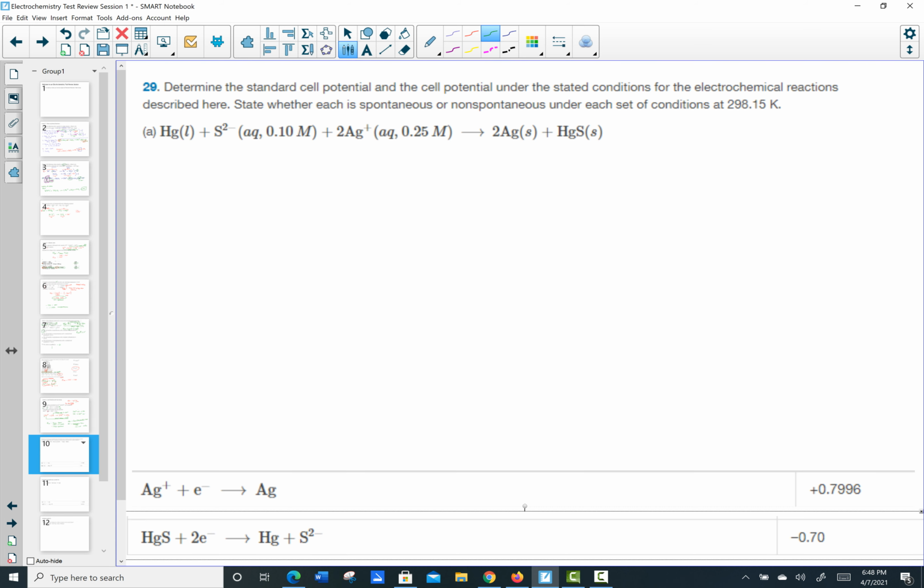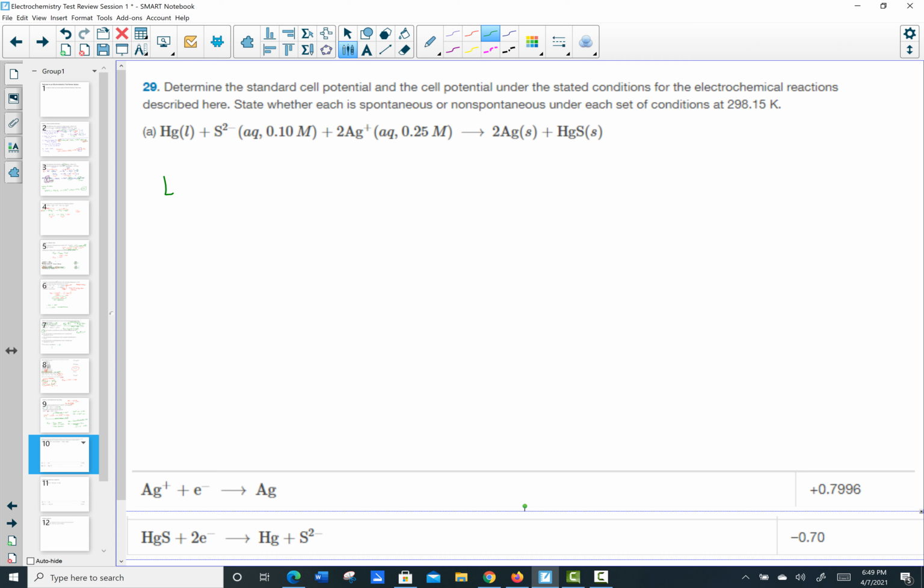All right, here's the next example. We're asked to determine the standard cell potential and the cell potential under the stated conditions for the electrochemical reaction described here. Tell me if it's spontaneous or non-spontaneous at the set of conditions of standard temperature. So I know that this is called the Nernst Equation.